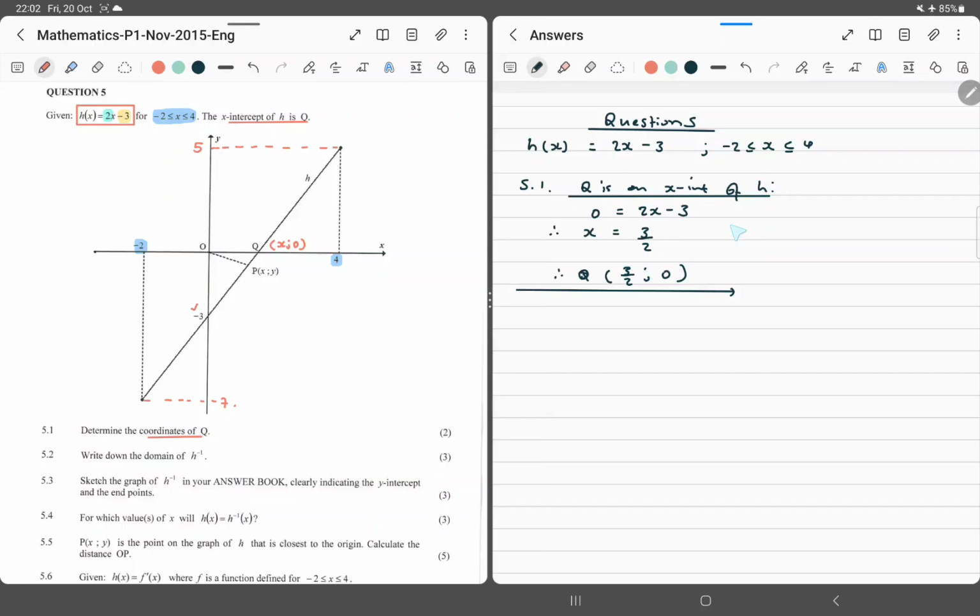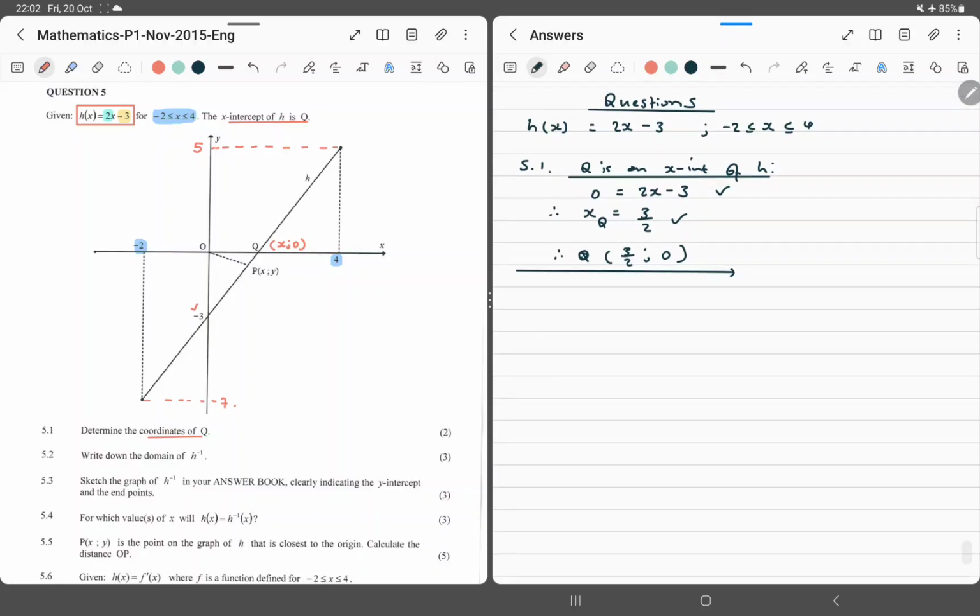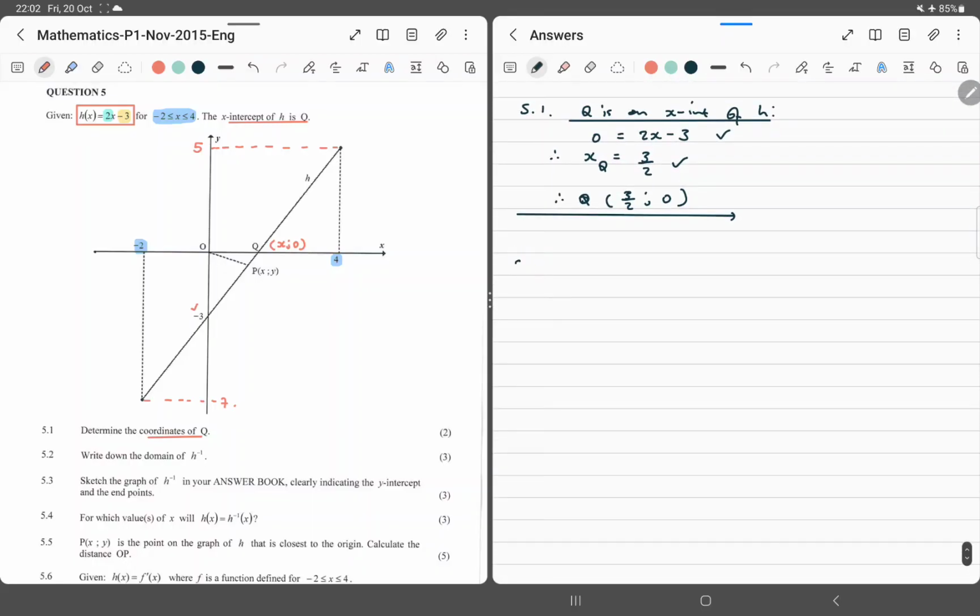So substituting that situation is important in solving the x value. We can say the x value at q even. And then we present this as coordinates because that's the question. You answer the question. So 5.2 says write down the domain of the inverse of h.